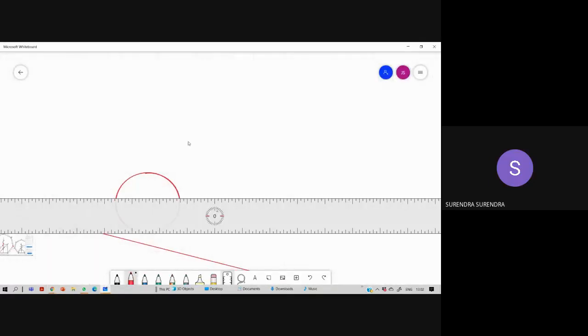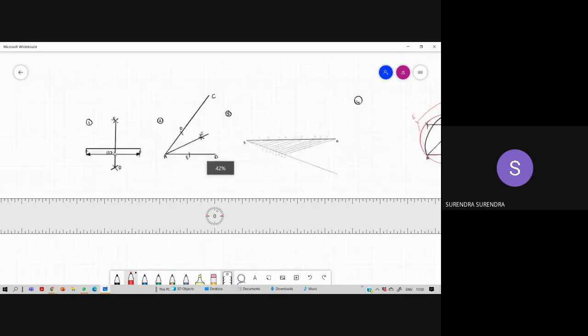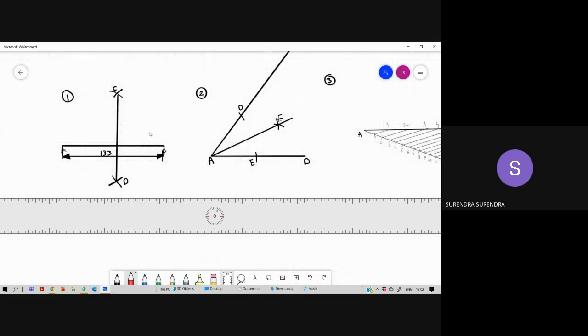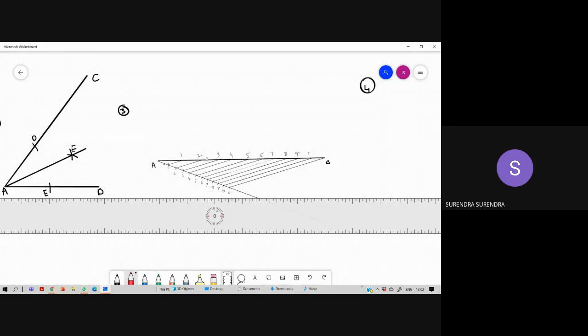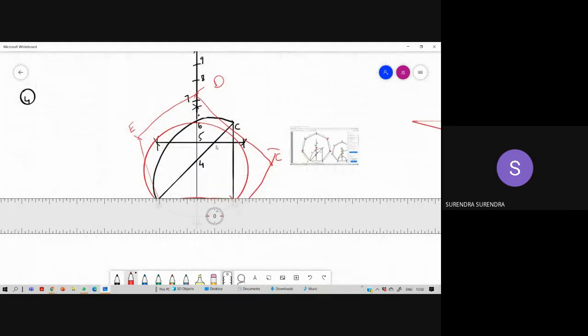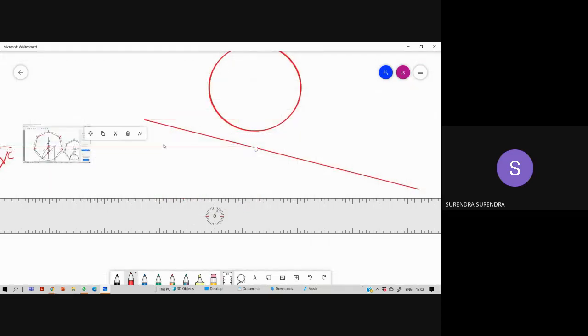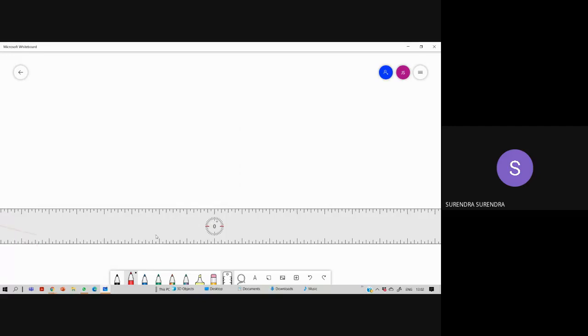Last class, we completed the first one, drawing a perpendicular bisector. Second one, angular bisector. Third one, dividing a line into equal number of divisions. And fourth one, constructing a polygon by using the 4-6 method or a general method. I just want to repeat it again and then move on to the next topic.